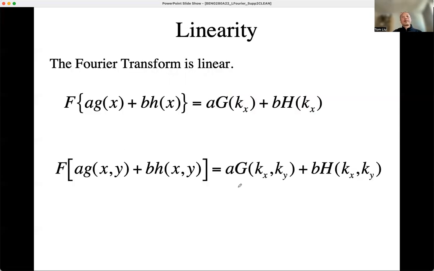A couple of things you should know about the Fourier transform is it's linear. So if I know my function a times g plus b times h, then I can write by linearity that the Fourier transform is ag plus bh. Anytime you have a weighted sum of different functions, you can write its Fourier transform fairly easily.